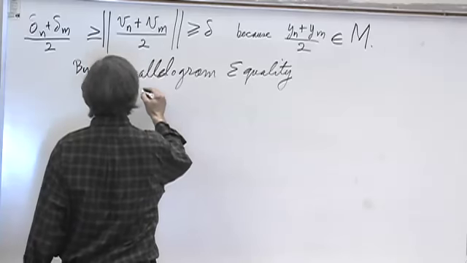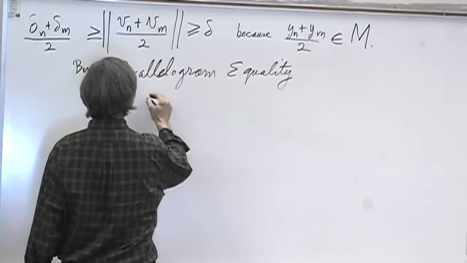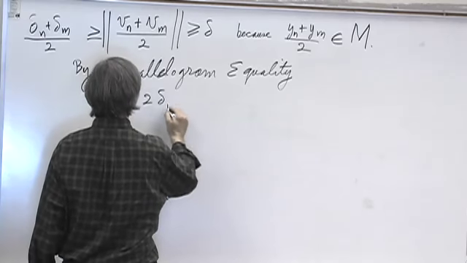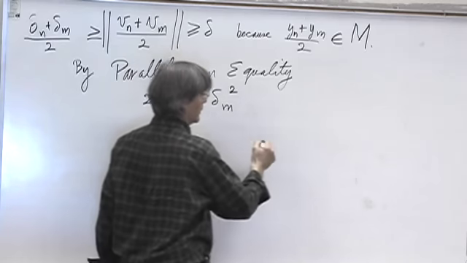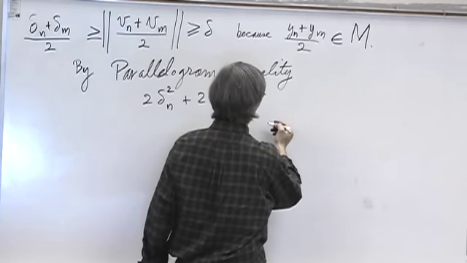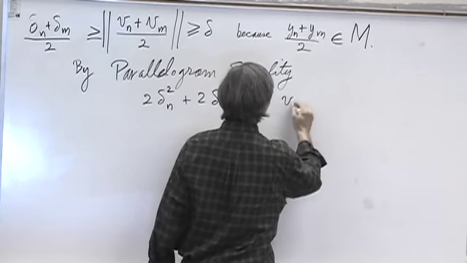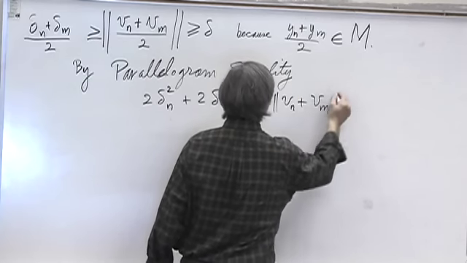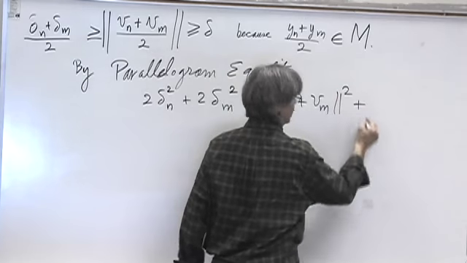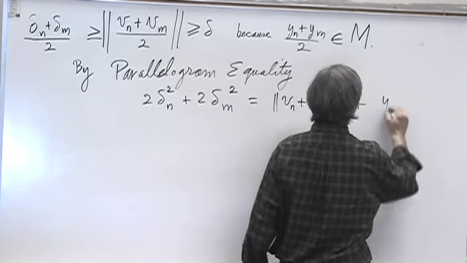Then you have 2 delta n squared plus 2 delta m squared equal to the norm of Vn plus Vm squared plus the norm of yn minus ym squared.